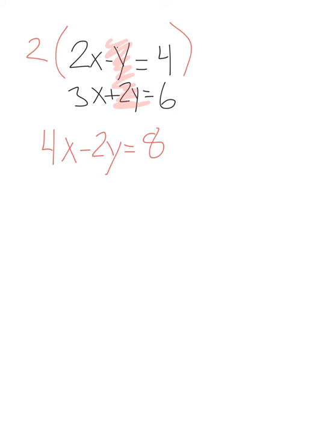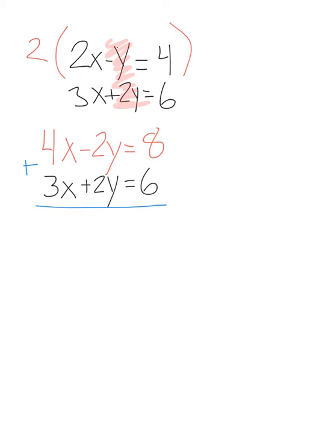So we have 4x minus 2y equals 8. And that second equation is going to stay the same. We have 3x plus 2y equals 6. So notice I have a negative 2y in my first equation and a positive 2y in my second equation. Those are additive inverses, meaning when we add our equations together, we can eliminate that y variable. So I'm going to add my equations together to eliminate my y variables.